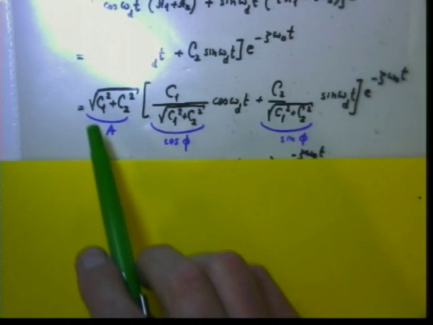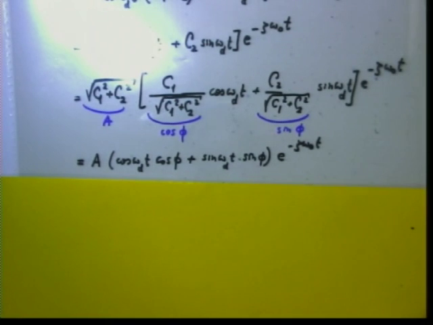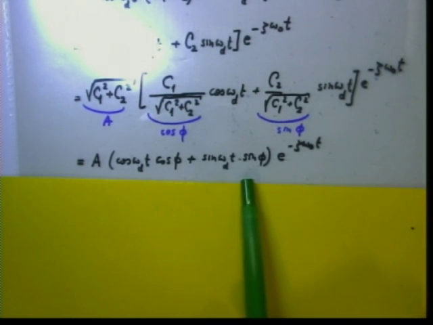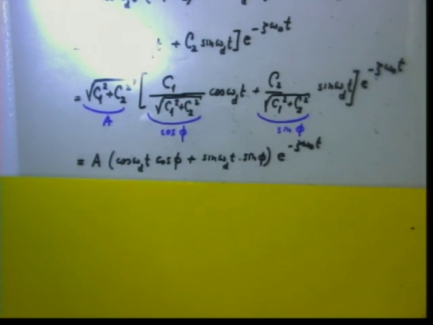So this square root of C1 squared plus C2 squared is called A. So I get A times cosine omega dt cosine phi plus sine omega dt sine phi, in power minus zeta omega 0 t. See, it's a long derivation. But good food needs a long time investment. This is not junk food. Neither fast food.